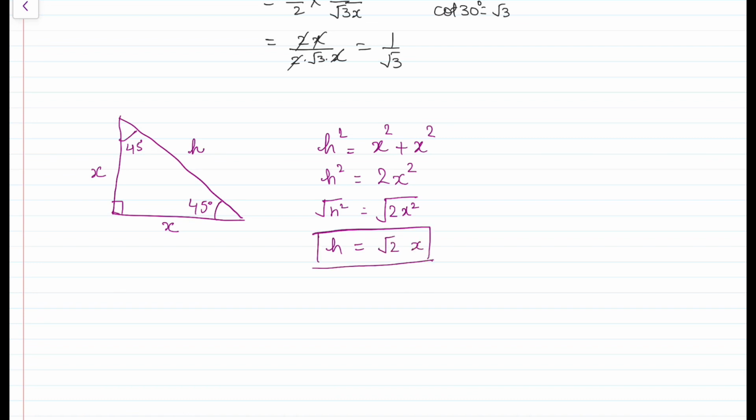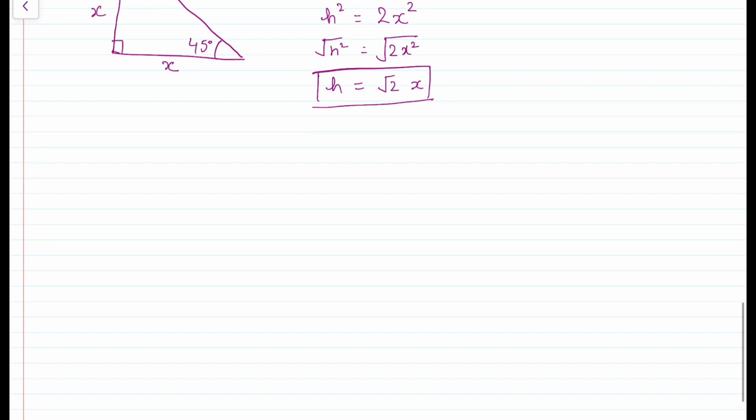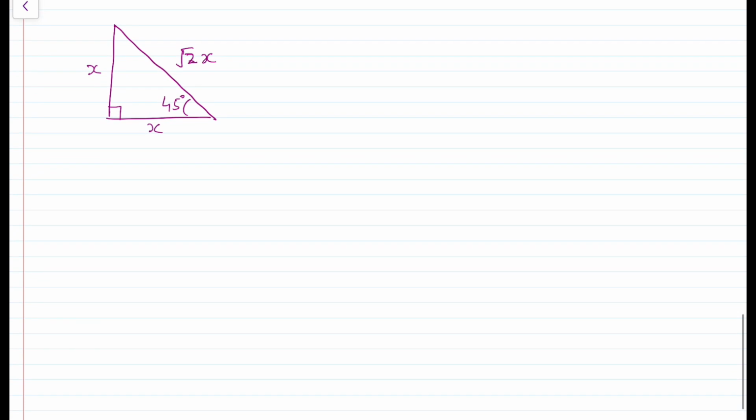All right, and we are going to use this root 2 x. Okay, so let's get started. Let's quickly draw the triangle again. So that is 45 degrees, 90 degree. We don't need that because it's the same angle. So now this is root 2 x that we have just found. This side is x and this side is x as well.